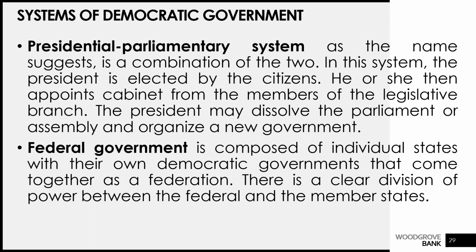Federal government is composed of individual states with their own democratic governments that come together as a federation. There is a clear division of power between federal and member state. One of the examples of this is USA. Federal government is headed by the president. And then, since it is a federation, there is autonomy of power with regards to another state and a certain state, a state within a state. Example, USA has 50 states, and each of the 50 states has their own laws to be imposed based on their constitution. But the law of a certain state may be different to another state.